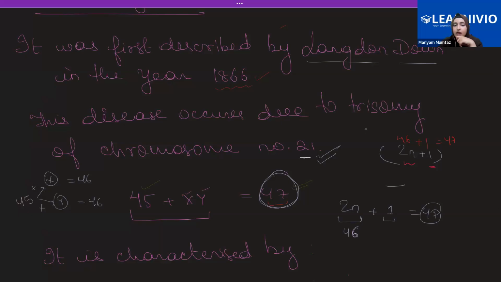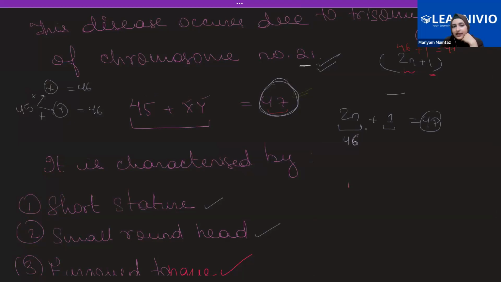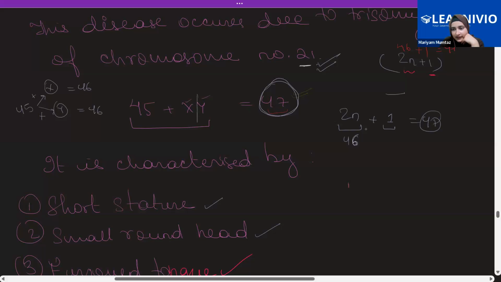Understood? So a person normally has 46 chromosomes, right? We write 44 plus XY, which means either the X or the Y. So this is the diploid number, 46 chromosomes. But here, the person with Down syndrome has 47 chromosomes. They have one extra.